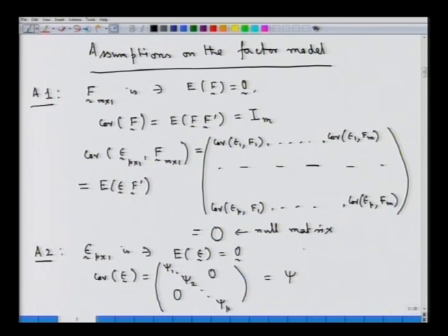So, these are the two basic assumptions. There is a name attached to these psi i elements: these psi i's are called specific variances. The notation is nothing new actually, because these epsilon 1, epsilon 2, up to epsilon p are specific factors, and this is the variance covariance matrix attached to this epsilon vector, and hence the psi i's are what are called the specific variances, right.